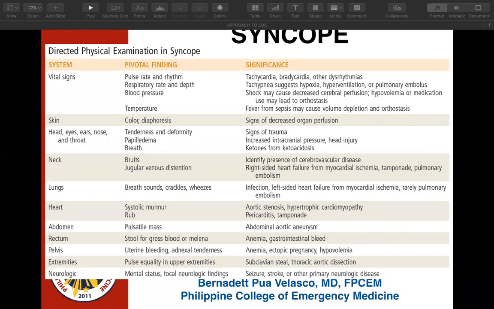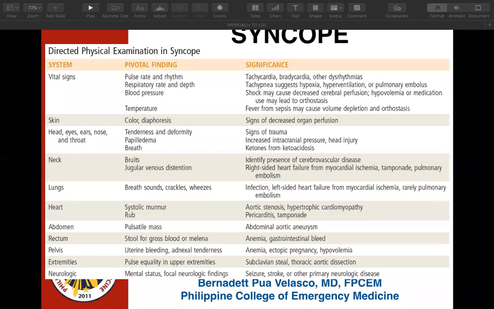We also check for the blood pressure. It can lead you to probably the patient is in shock that may cause decreased cerebral perfusion or even hypovolemia, or medication, or probably you can investigate a use of medication that may lead to orthostasis.